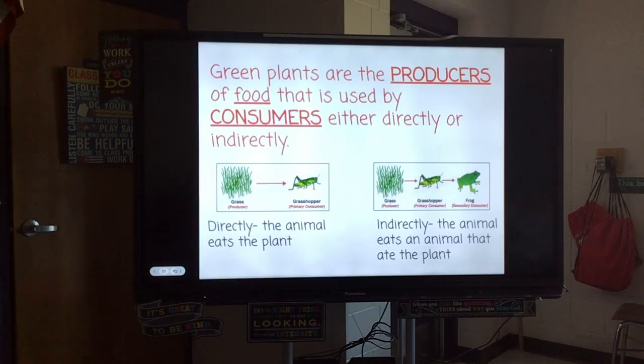Green plants are the producers of food that is consumed either directly or indirectly. So directly would be an animal that eats the grass, and indirectly would be the animal that eats the animal that ate the grass or the plant or whatever it is.